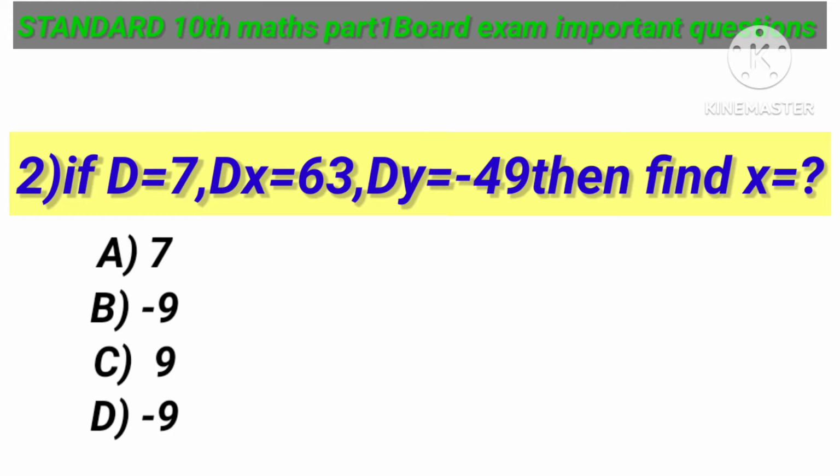If d is equal to 7, dx is equal to 63, dy is equal to minus 49, then find x. x is equal to C, 9.